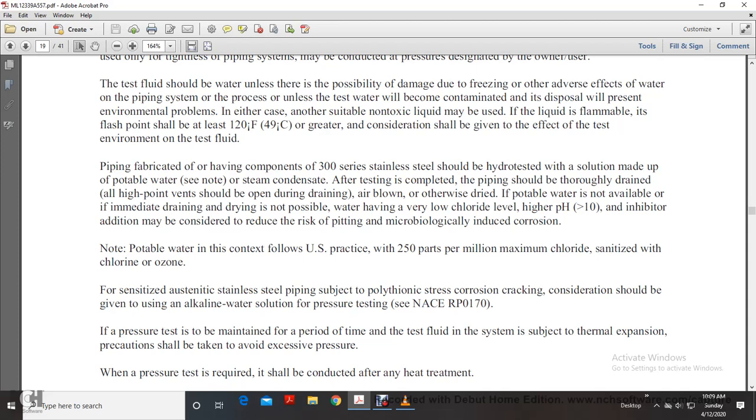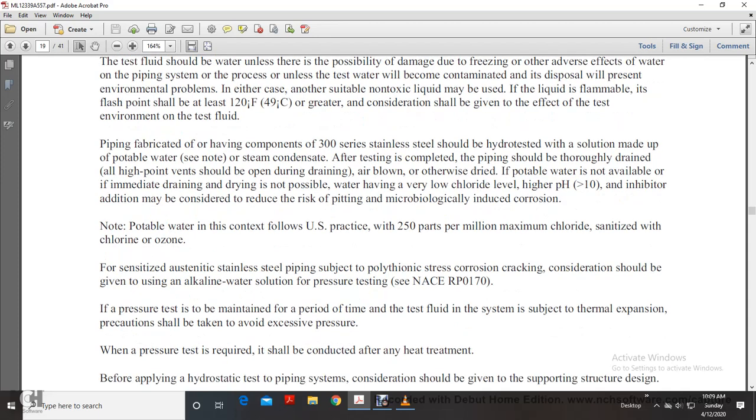After testing is complete, the piping should be drained, with the high points open during draining, and air blown through or otherwise dried if potable water is not available. For intermediate draining and drying where potable water is not possible, use water having a low chloride level and a pH higher than 10. An inhibitor addition should be considered to reduce pitting and microbiologically induced corrosion.